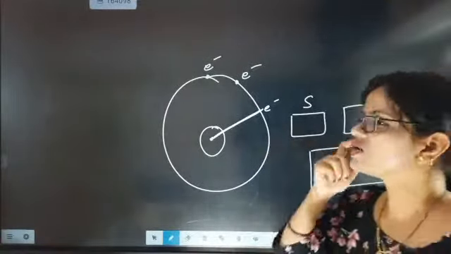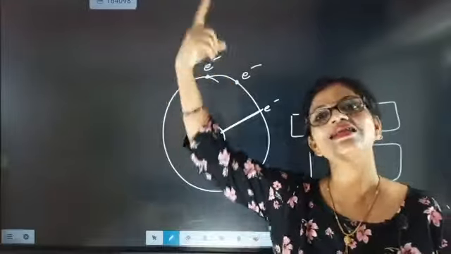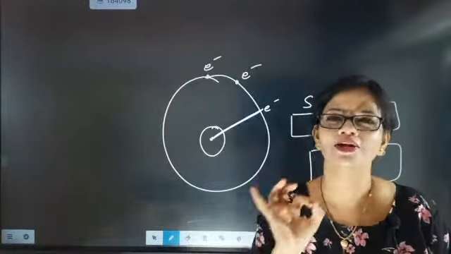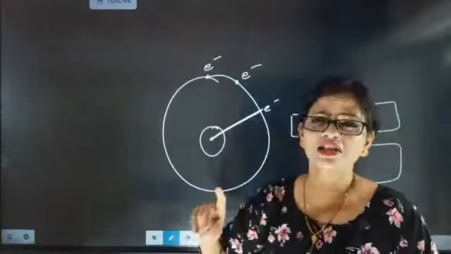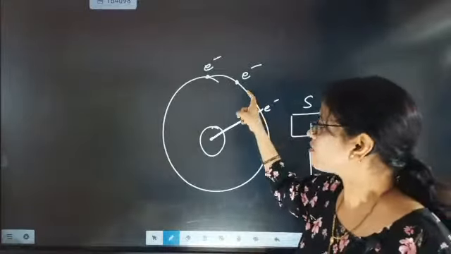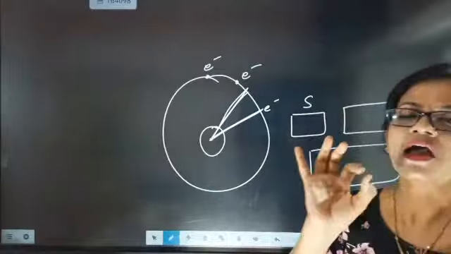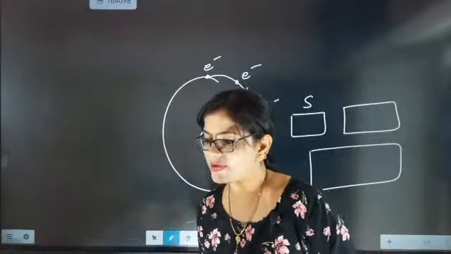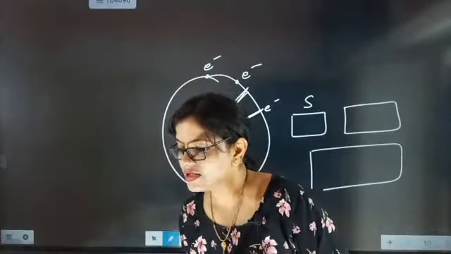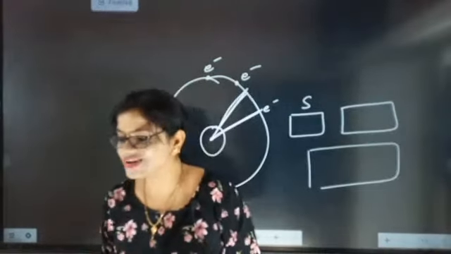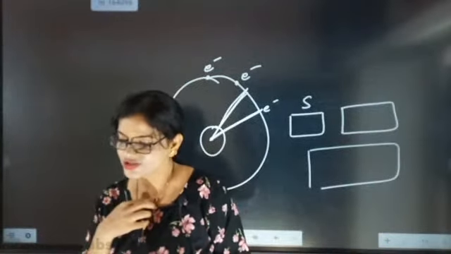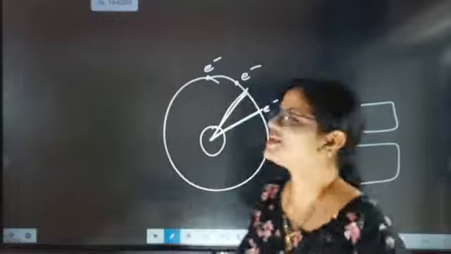So that is what we are saying: the valence shell electron, the last electron which is filling in the orbital, its distance from the center of the nucleus will become the atomic radius. Understood? That will become the atomic radius.